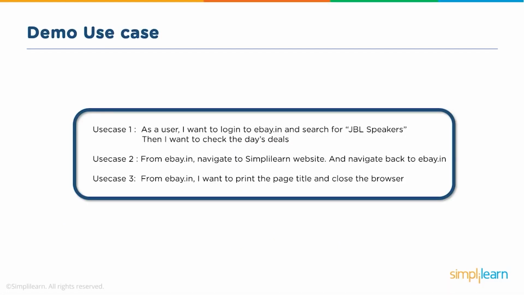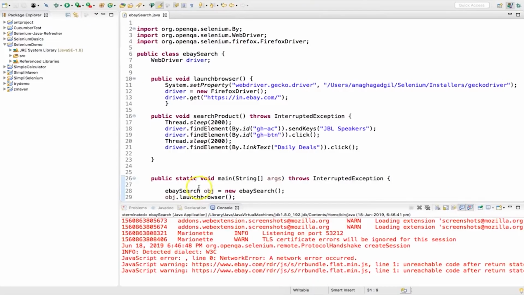Now let's move to our second use case. What the second use case says is, from wherever you are, right now we are on ebay.in, navigate to the Simplilearn website and then navigate back to ebay.in. So let's see how to handle that. Let's go back to my Eclipse here.